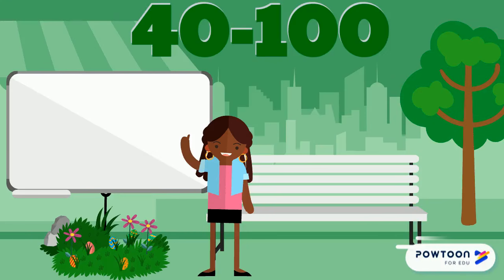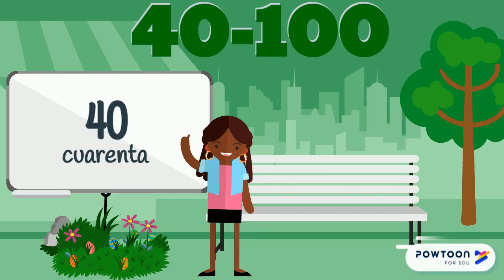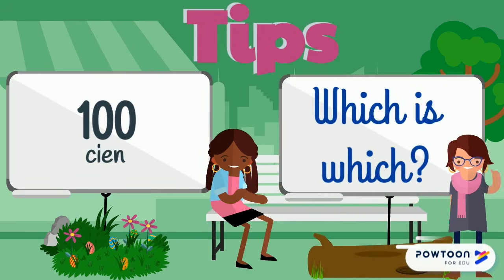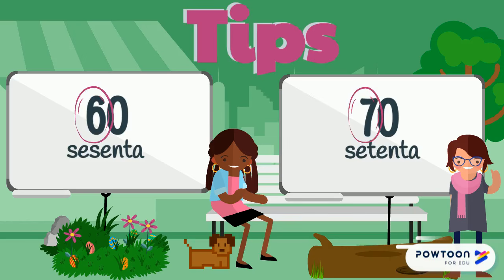Now that we've reviewed our smaller numbers, let's move on to 40 through 100, but counting by tens. 40, 50, 60, 70, 80, 90, and 100. Sometimes for English speakers, it can be difficult to remember the order for 60 and 70. One way to remember is that 6 comes before 7 and S comes before T.